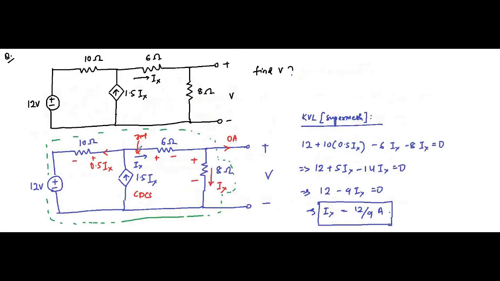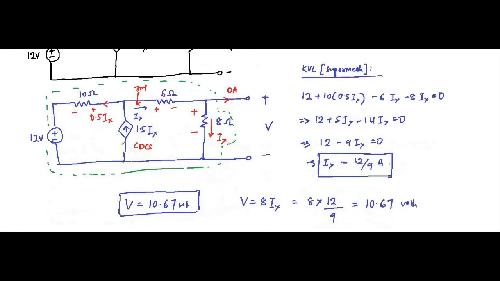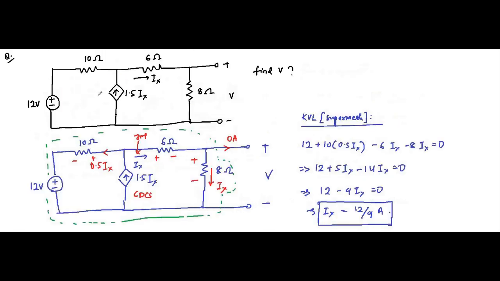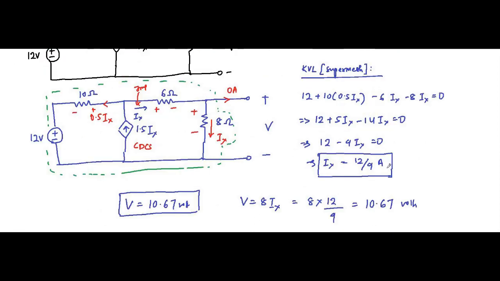So again, this is a very interesting question because the concept of super mesh comes into play. So here you have to have that understanding, that common sense, that if there is a current source, whether it is dependent or independent doesn't matter, in between two closed loops, two meshes, then the whole KVL equation is applied to the super mesh. So here we just put it and got the result.